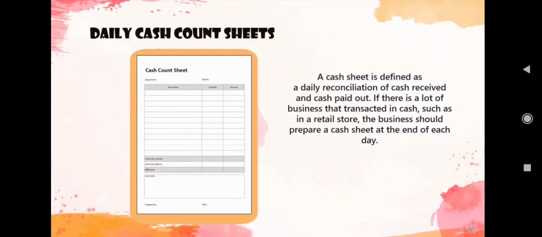Daily cash count sheet is defined as a daily reconciliation of cash receipt and cash payout. If there is a lot of business that transacted in cash, such as in a retail store, the business should prepare a cash sheet at the end of each day.